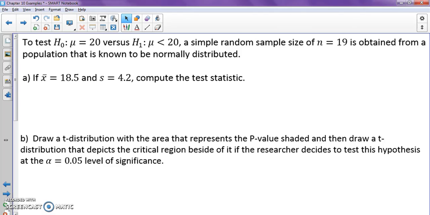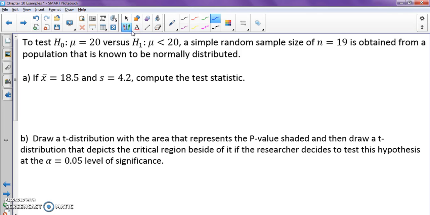To test H sub 0 where mu is equal to 20 versus H sub 1 where mu is less than 20, a simple random sample of size n equals 19 is obtained from a population that is known to be normally distributed. If x bar equals 18.5 and s equals 4.2, compute the test statistic.